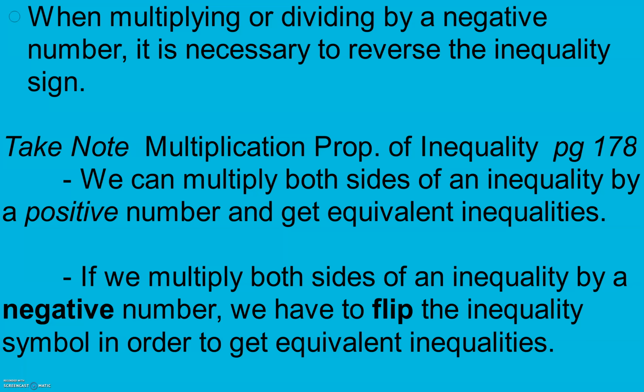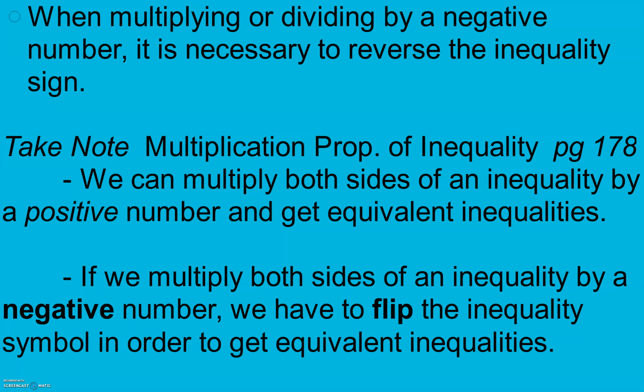We can multiply both sides of an inequality by a positive number and get equivalent inequalities. So if we multiply both sides by a positive number, our inequality stays the same and we have an equivalent inequality. If we multiply both sides of an inequality by a negative number, we've got to flip the inequality symbol in order to get equivalent inequalities.